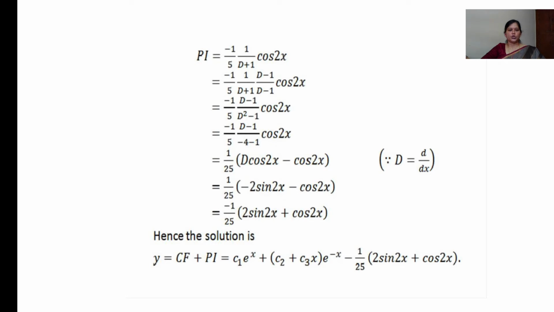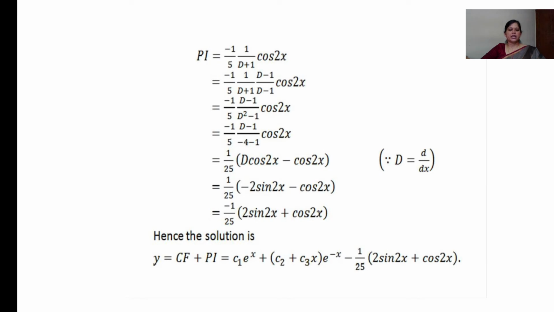If you simplify the numerator, we get D minus 1. In the denominator, a plus b into a minus b form is there. That's why we can use a square minus b square, so we will get D square minus 1 in the denominator. Then cos 2x is there already, and the constant term minus 1 by 5 is there. So now we substitute D square as minus 4 in the denominator. So we will get 1 by 25 into D minus 1 into cos 2x. D minus 1 into cos 2x we have in the numerator, so we have to multiply inside. So we will get D into cos 2x minus 1 into cos 2x, which is cos 2x.